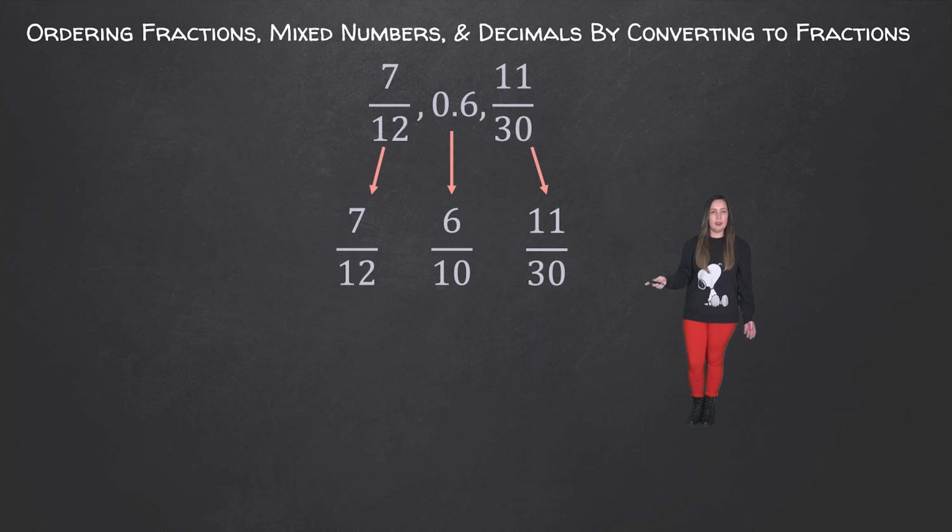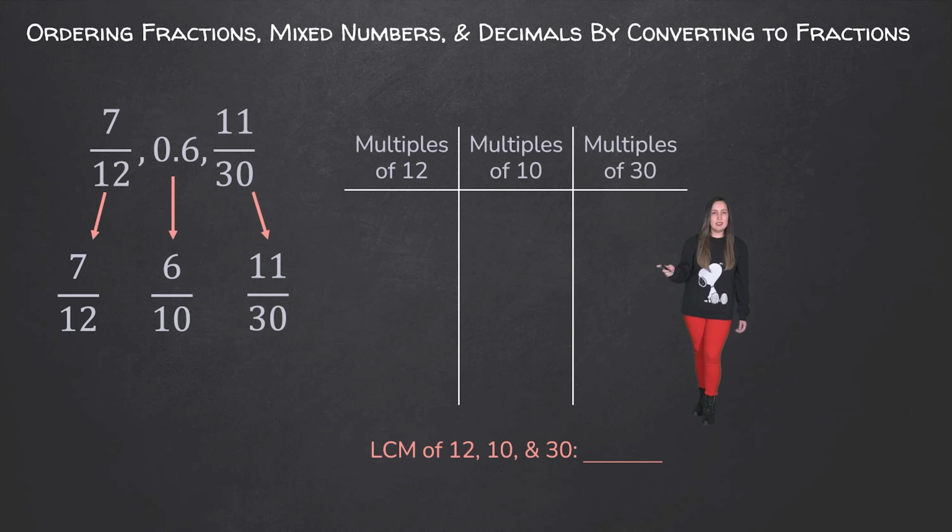Now, we have 3 fractions, and because they're all in fraction form now, it makes it easier to compare, except the denominators are different, so we have to find the least common multiple between our denominators, 12, 10, and 30, to write equivalent fractions with the same denominator, making it easier to compare. So we're going to find the least common multiple between 12, 10, and 30.